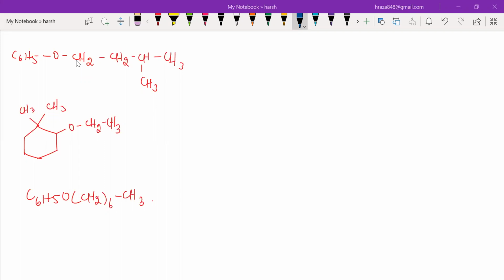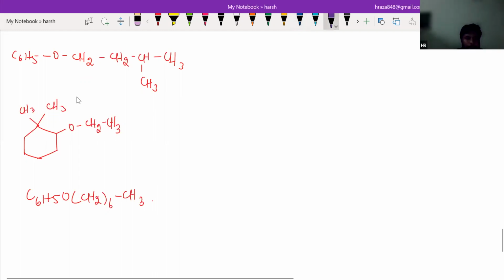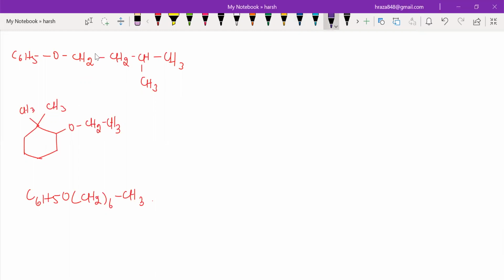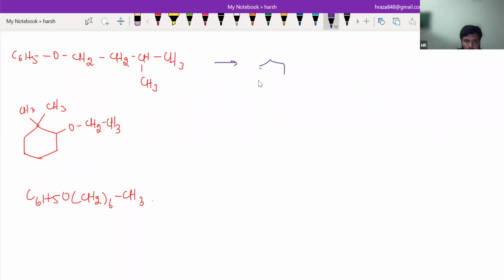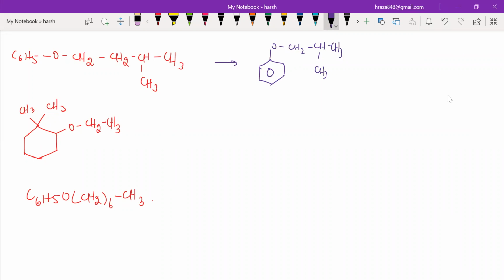Sir, for the first one, is it 2-methyloxybenzene? Because benzene is C6H5 and then 2-methyl-oxybenzene. See, I'm going to write the structure. You can see it will be like this: OCH2, then CH, then CH3 and CH3. Yes or no? Yes.